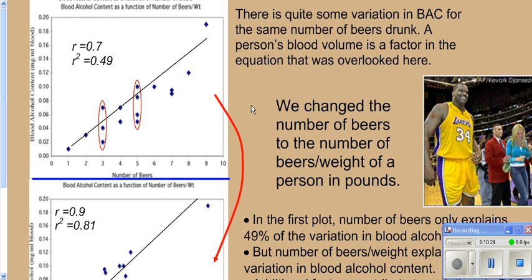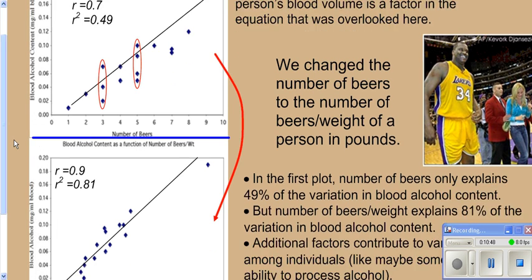Now, if you're talking about that blood alcohol level again, suppose we look at a slightly different graph. And here we would say the number of beers, because we're looking at different individuals, so hence the r squared is different. We would say the number of beers explains 49% of the variability of your blood alcohol level, which means there must be something else going on.